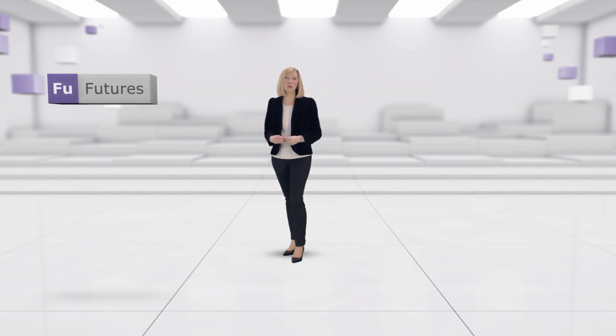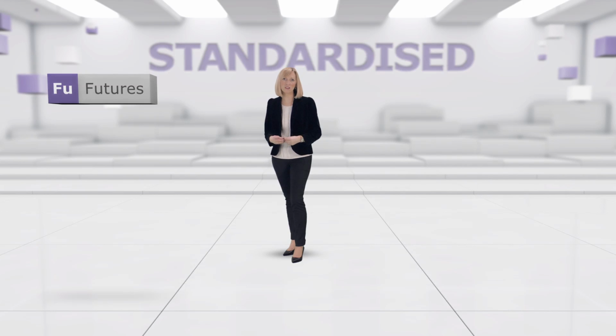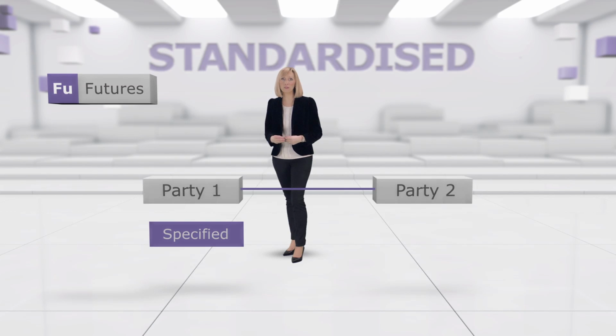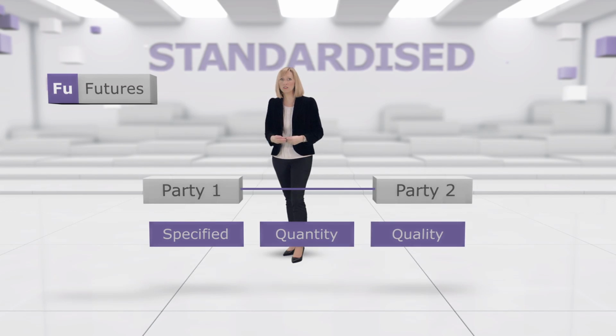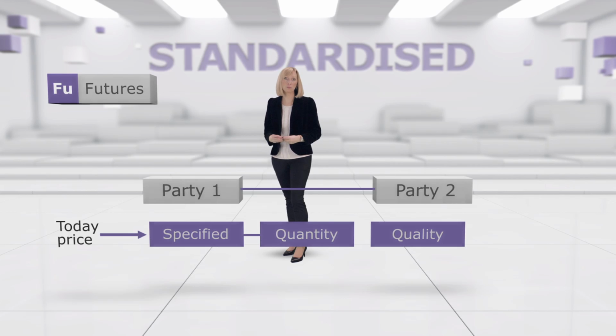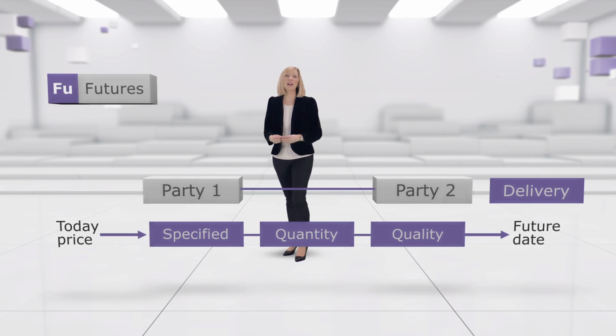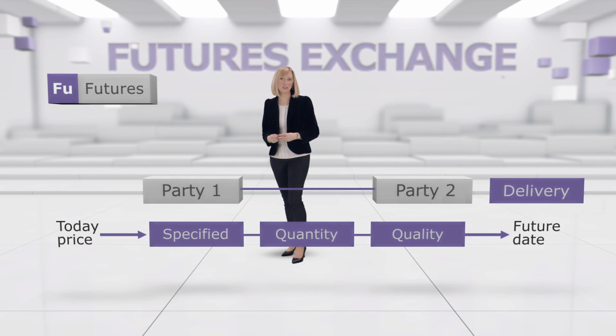In finance, a futures contract is a standardised contract between two parties. It's an agreement to exchange a specified asset of standardised quantity and quality for a price agreed today, the futures price, with delivery occurring at a specified future date, the delivery date. The contracts are traded on a futures exchange.